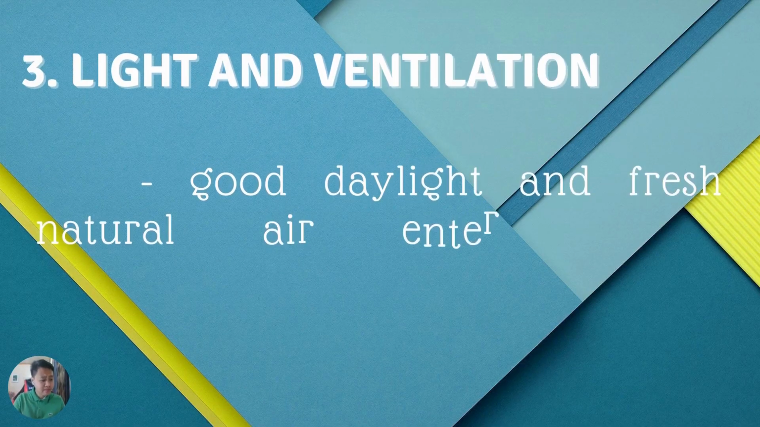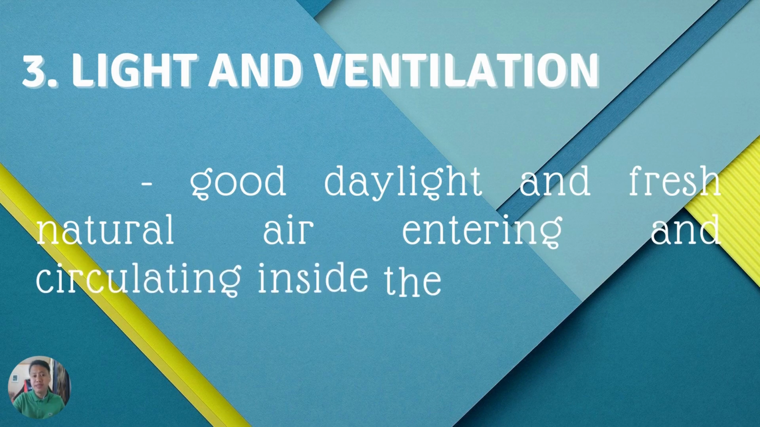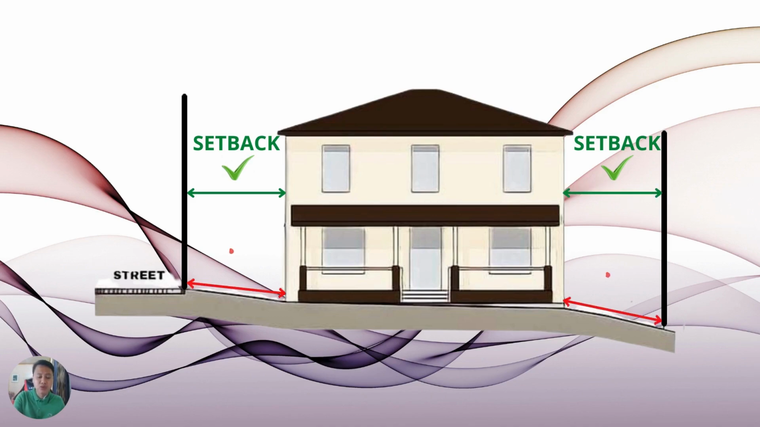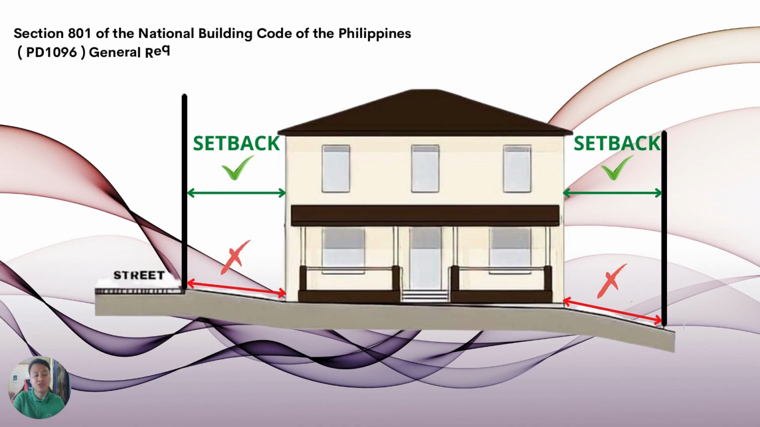Sa pagkuha ng building permit, isa sa mga unang chine-check ng building official sa plano ay yung setback. Ano nga ba yung setback? Ano ang purpose nito at paano ito kinocompute? The setback is the horizontal distance measured from exterior face of the building wall to the property line. It is actually required under section 801 of PD 1096 or the National Building Code of the Philippines for the sole purpose of providing the building's natural lights and ventilation.